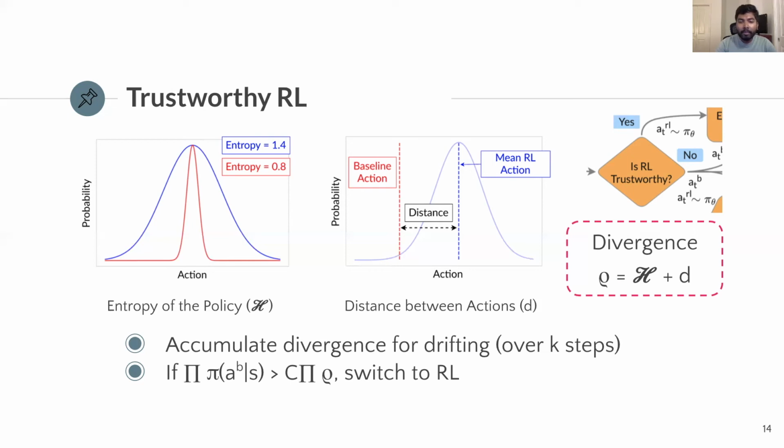If the product of the probability of the baseline action under pi theta is greater than the product of the divergences times the scaling factor C over k steps, the RL trustworthy module decides to execute the RL action in the environment.